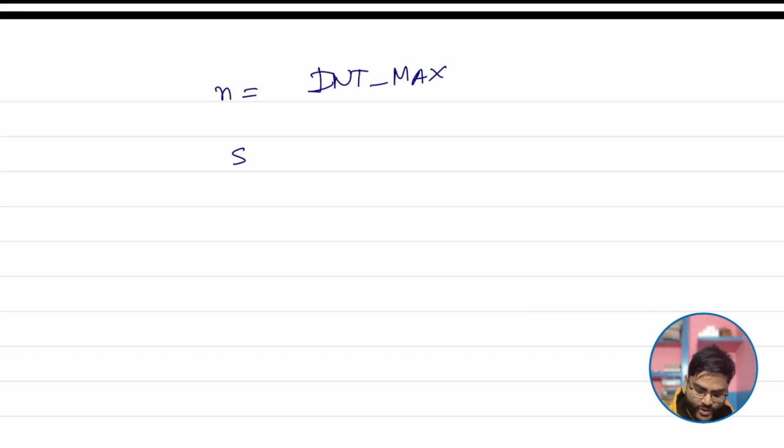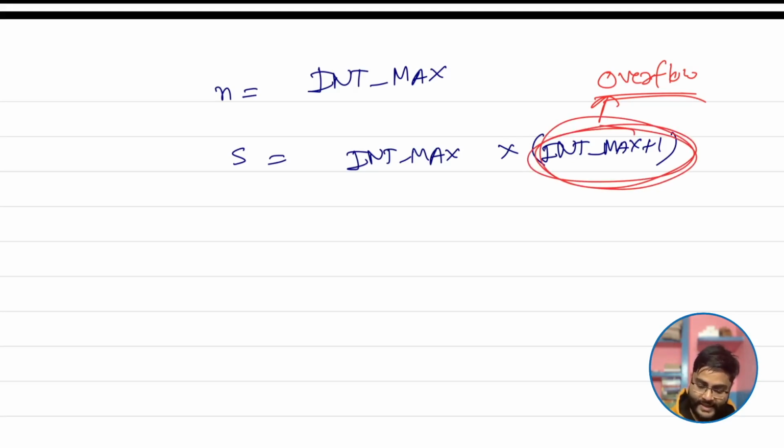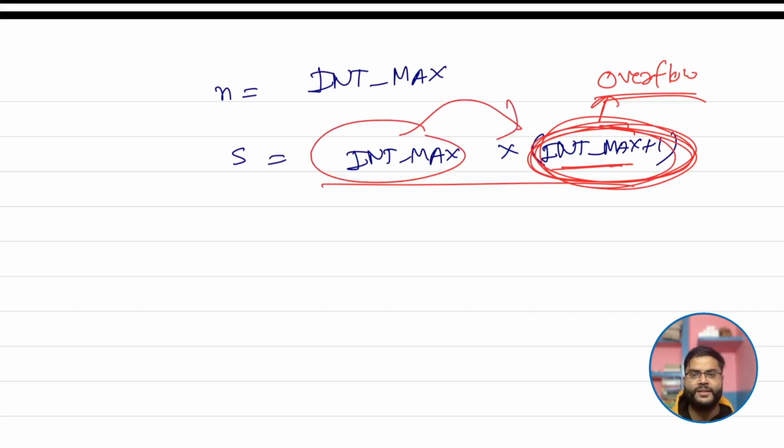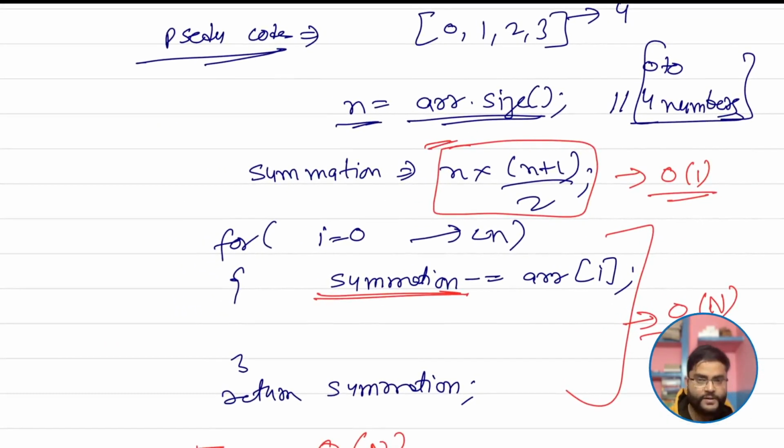Okay, and if you do summation of int max plus int max plus 1, it will go overflow. It will go overflow, correct? And here itself it will go overflow. Even if it doesn't get overflow here, if a small number is there, it can get overflow here by multiplying the number. So for small numbers it will work, but for larger numbers it will create an issue.